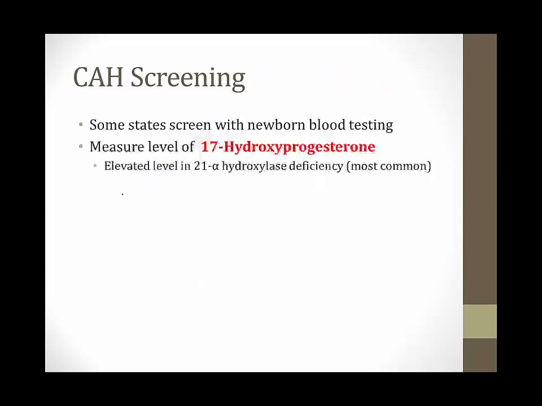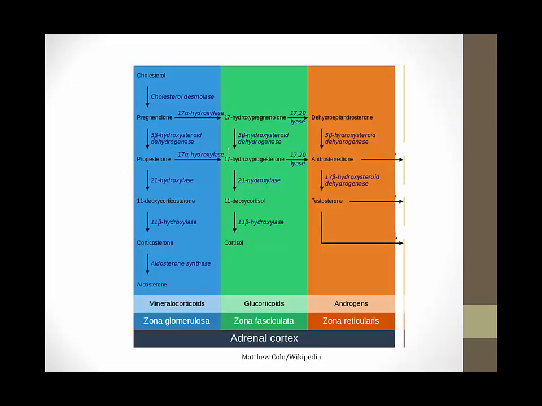Some states screen newborn babies for congenital adrenal hyperplasia. The way they do this is by measuring the level of 17-hydroxyprogesterone. Why do they measure this level? It's because it's elevated in the most common form of adrenal hyperplasia, 21-alpha hydroxylase deficiency. If we go back to this slide, 17-hydroxyprogesterone is metabolized by 21-hydroxylase into 11-deoxycortisol. I think it's pretty low yield to know all the intermediates on this slide, but if you want to remember one of them, remember 17-hydroxyprogesterone because that level will be elevated in the most common form of congenital adrenal hyperplasia.